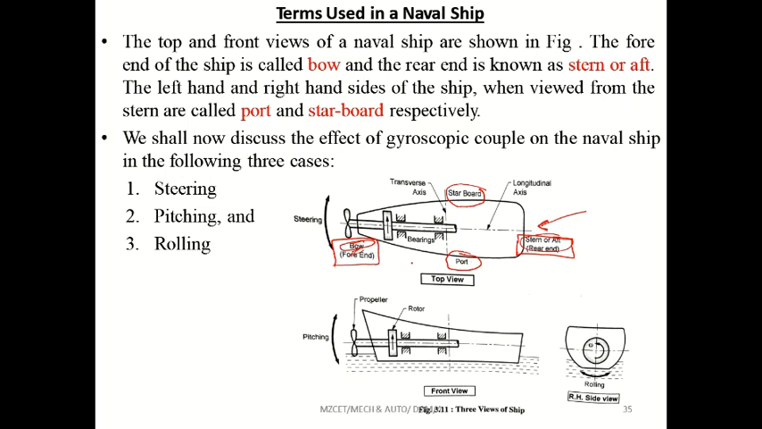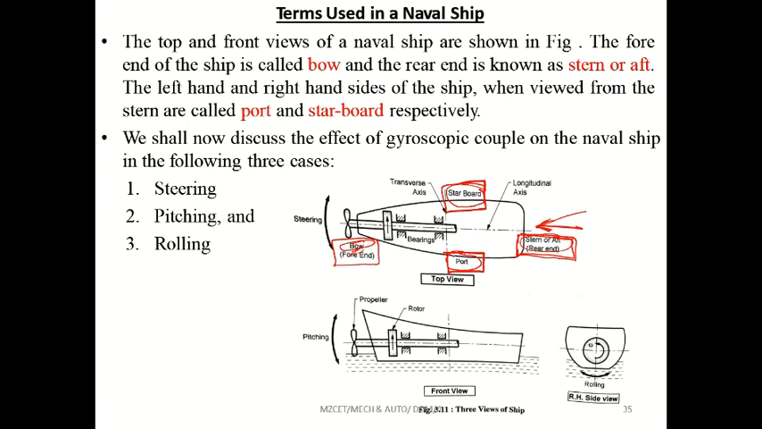I'm repeating again. The front end is called as bow or fore end. The rear end is called as stern or aft. When you view from the rear end, the right hand side is called as starboard. The left hand side is called as port.